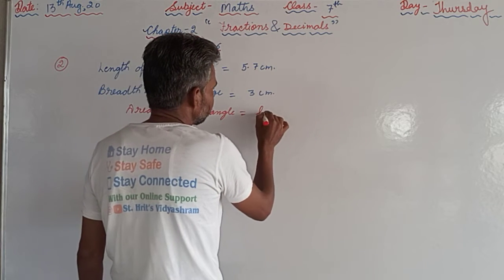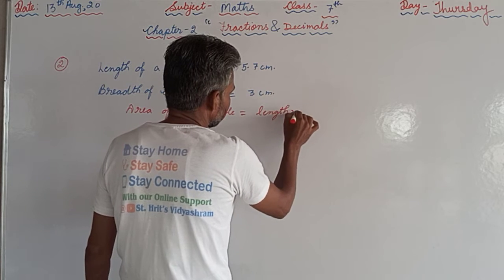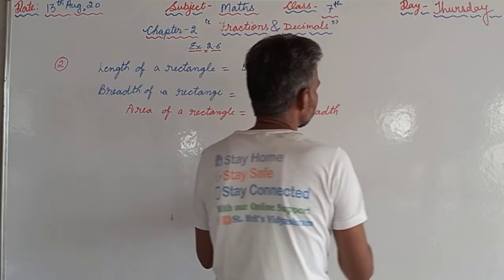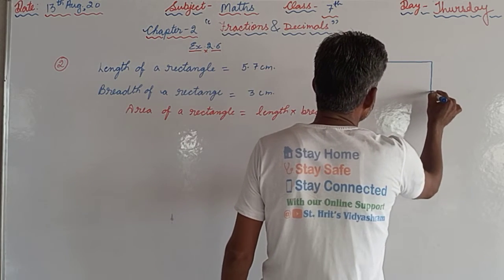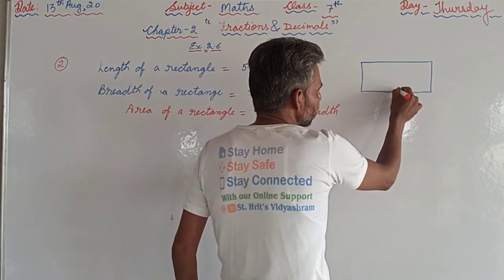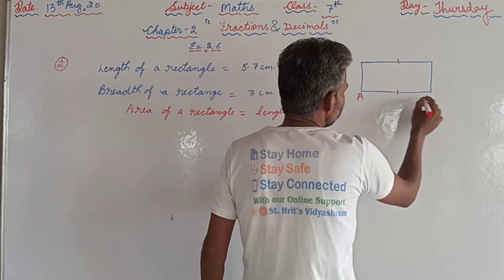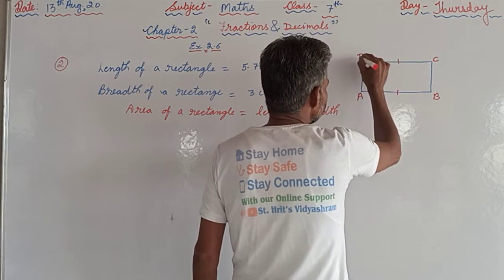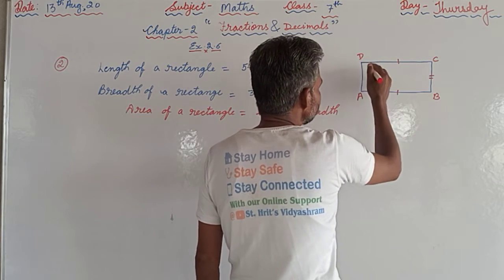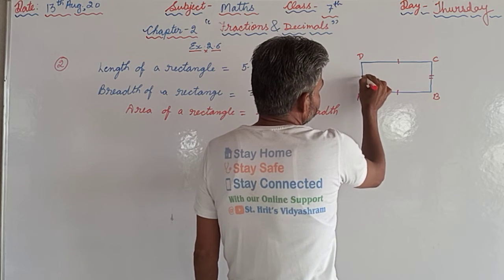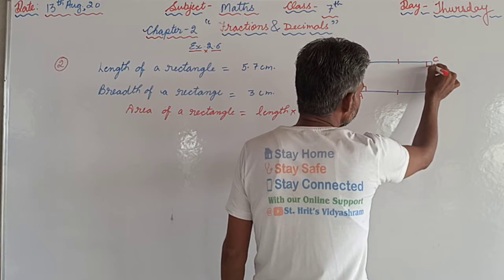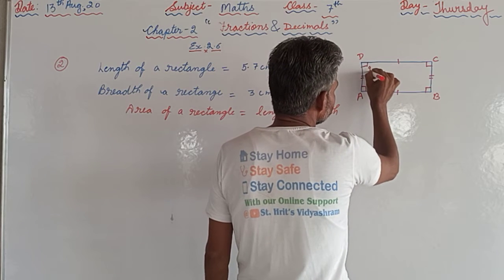Area is equal to length into breadth. At the same time, I want to tell you what a rectangle is. A rectangle is like this, in which opposite sides are equal. This will be equal to this. If we name it A, B, C, D, AB will be equal to CD, and BC will be equal to AD, and all the angles should be of 90 degrees each. This is the rectangle.